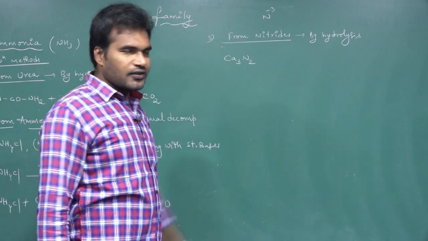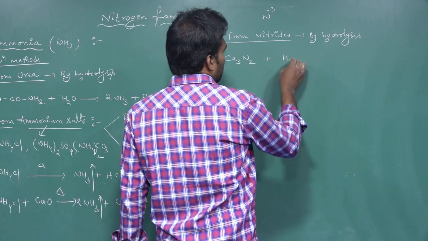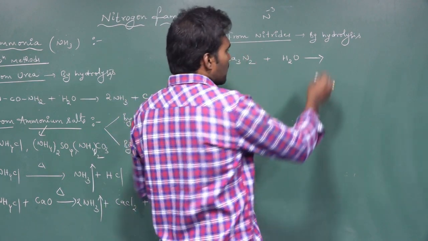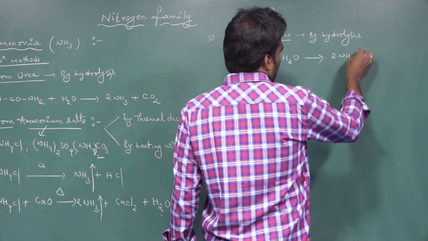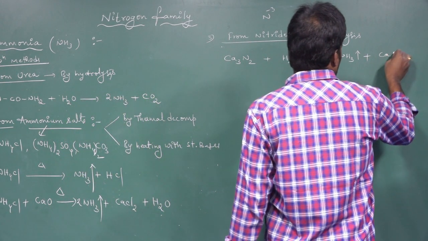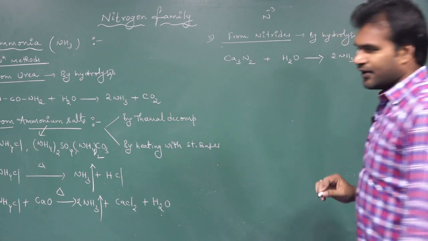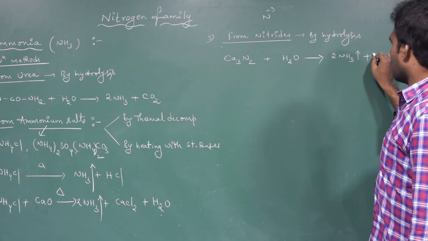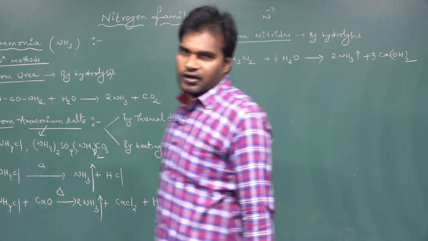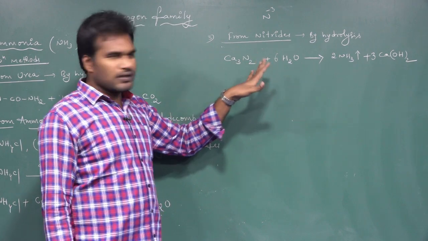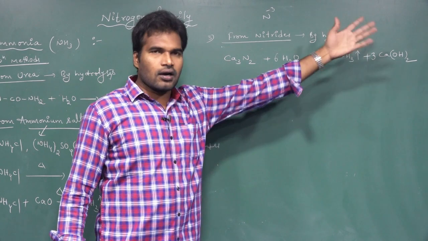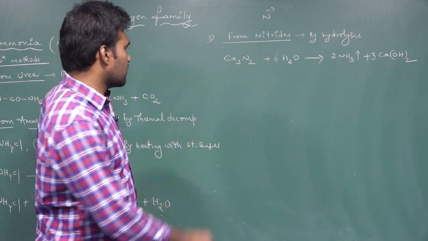So when calcium nitride undergoes hydrolysis, this nitrogen will come out as what? Ammonia. And this calcium will come out as what? Calcium hydroxide. See, 3 moles. For that we need 6 moles of water molecules. So this is a simple method. Simply you take any nitride. When nitrides undergo hydrolysis, we get ammonia and also calcium hydroxide. So this is the third method of preparation.